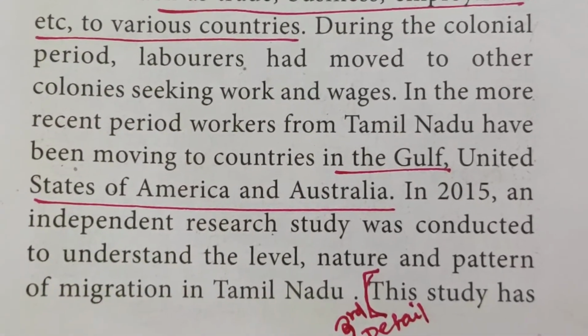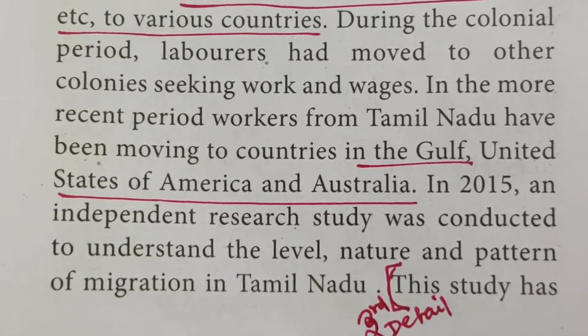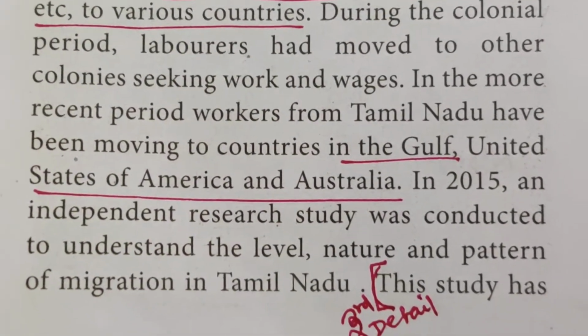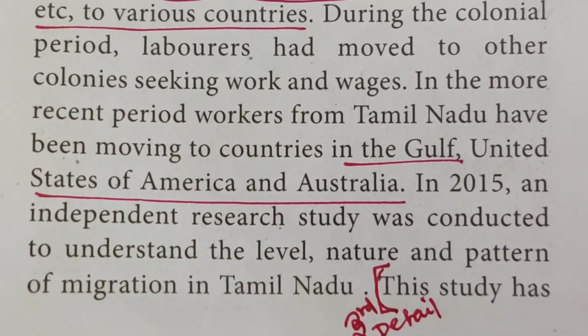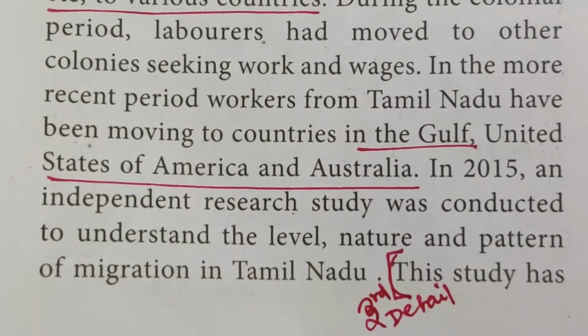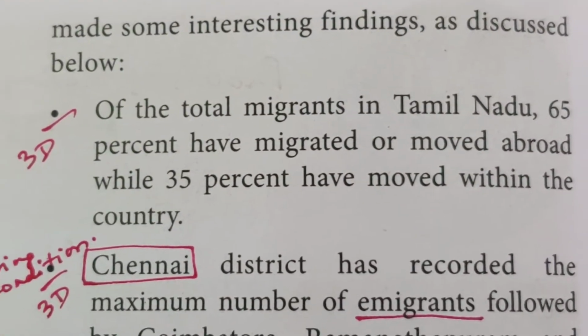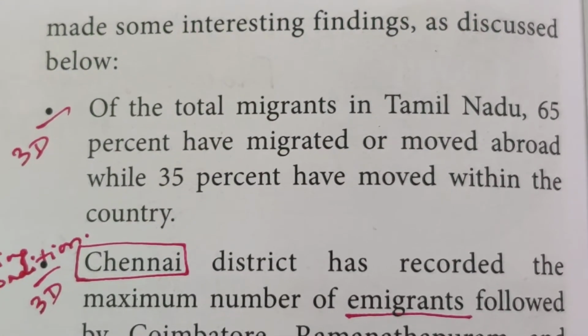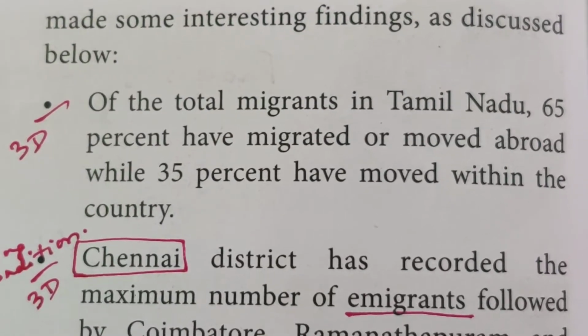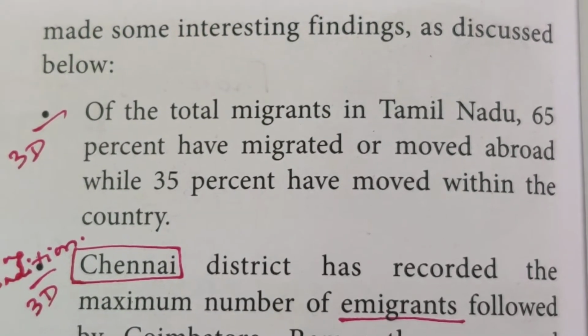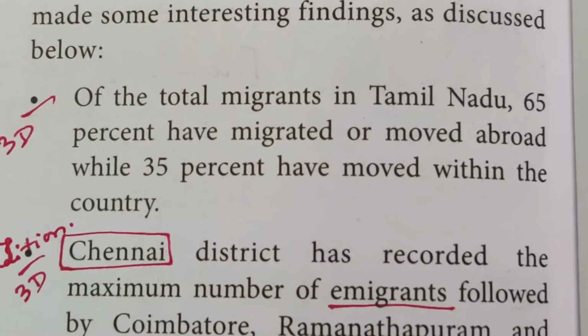In 2015, an independent research study was conducted to understand the level, the nature and the pattern of migration in Tamil Nadu. This study made some interesting findings, as discussed below. Of the total migrants in Tamil Nadu, 65% have migrated abroad, while 35% have moved within the country.